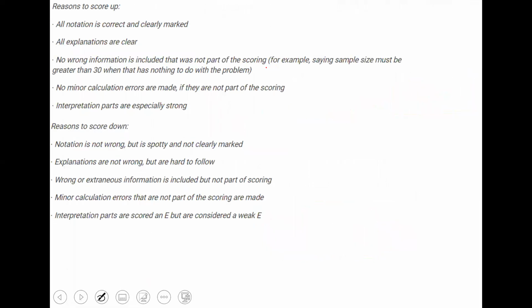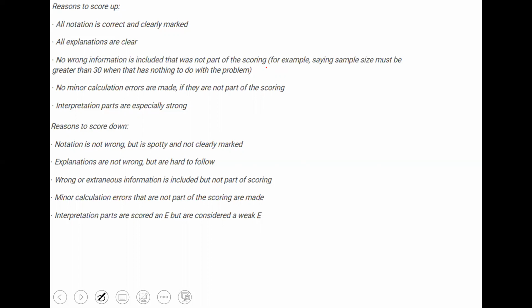All right, so this one I wanted to show you why sometimes you get scored up and then scored down. The reason to score up is that your notation is all clear, clearly marked and clearly defined, and all explanations are clear, so it would be very easy for me to follow what you're saying. And you shouldn't include any wrong information, especially if it doesn't answer your question directly. And you should not have any minor calculation error if they are not part of scoring. And interpretation parts are especially strong. So if you have interpreted it well, then you would be scored up.